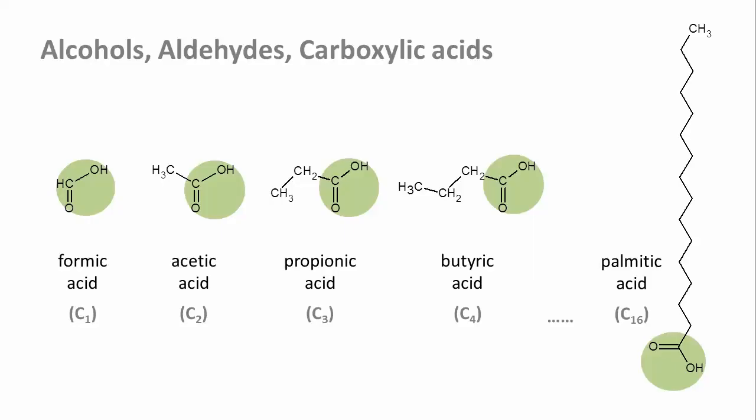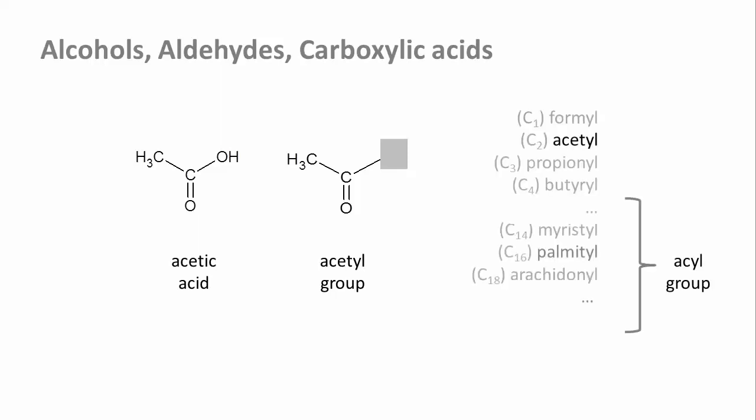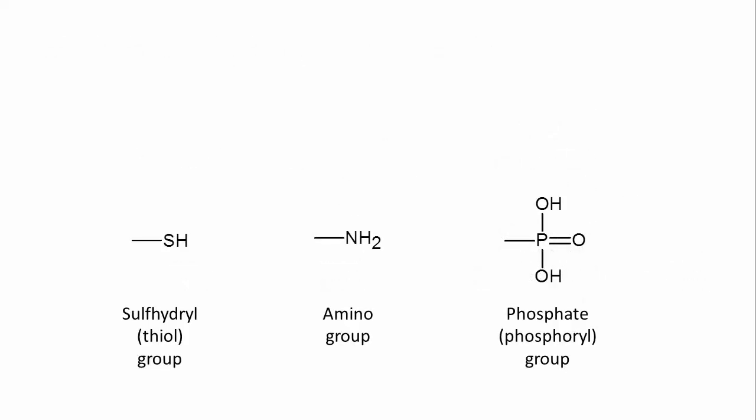Without the hydroxyl group, acetic acid becomes a functional group called acetyl group that can be attached to other molecules. The same is true for all the other carboxylic acids, but among these small ones, the acetyl group is by far the most common and the most important in biochemistry. When we talk generically about the equivalent functional groups of the larger carboxylic acids, we call them acyl groups. Other important functional groups include the sulfhydryl group, the amino group, and the phosphate group.